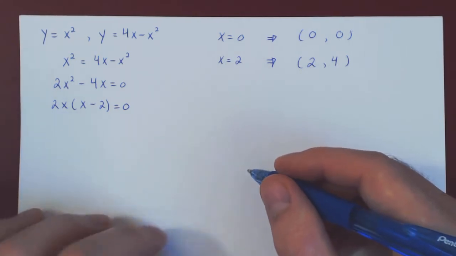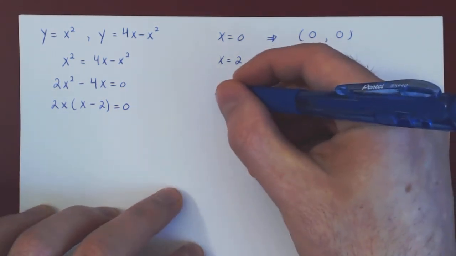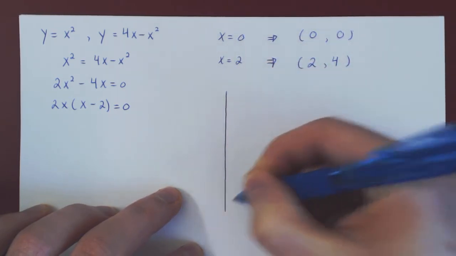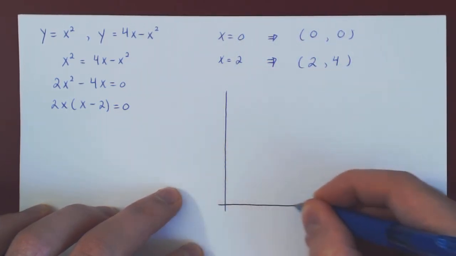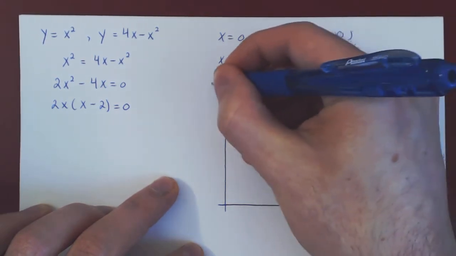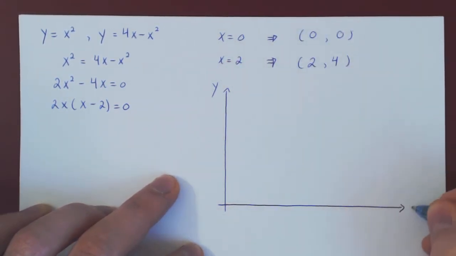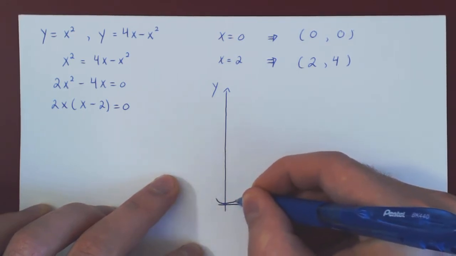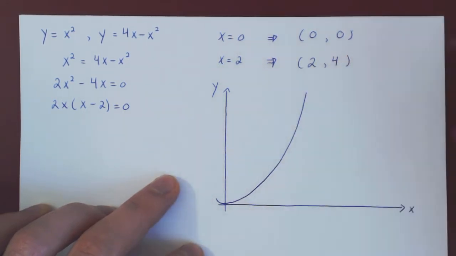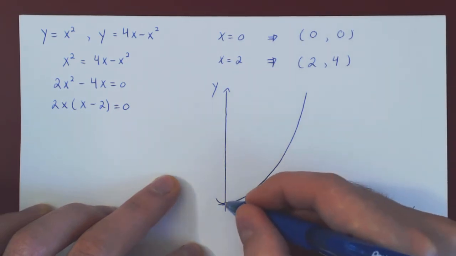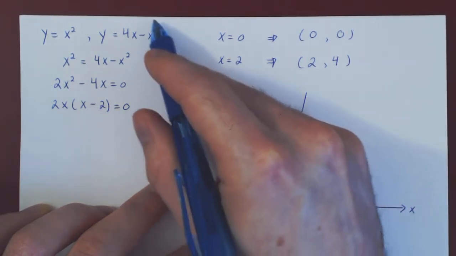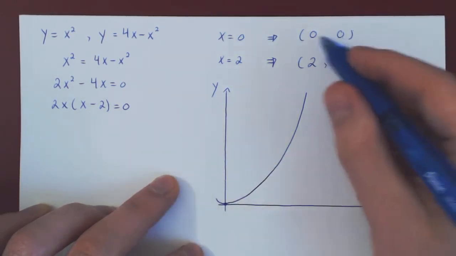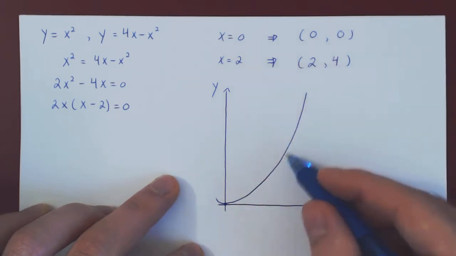If you notice, both points have positive coordinates, so our region will lie in the first quadrant of the xy plane. So let's sketch the region. Y equals x squared. And the inverted parabola, 4x minus x squared. The point 0, 0 is the origin. The point 2, 4 will be somewhere here.